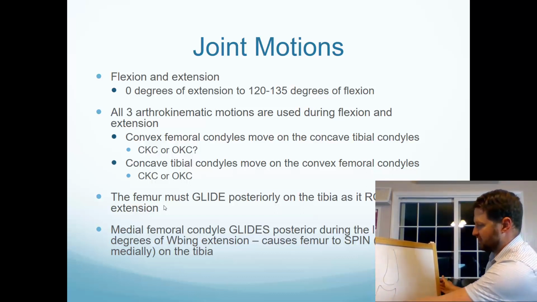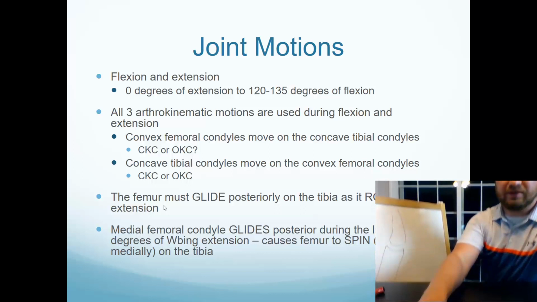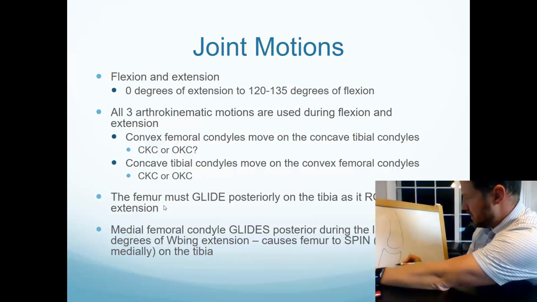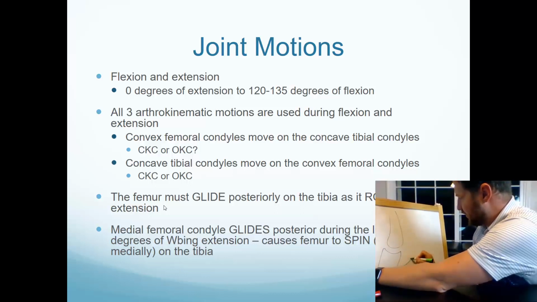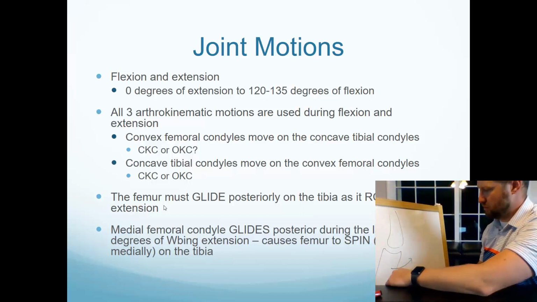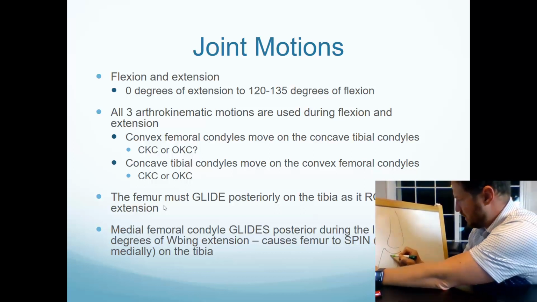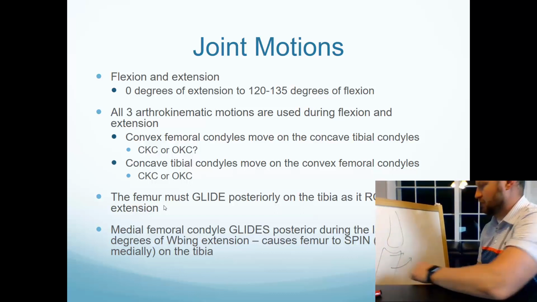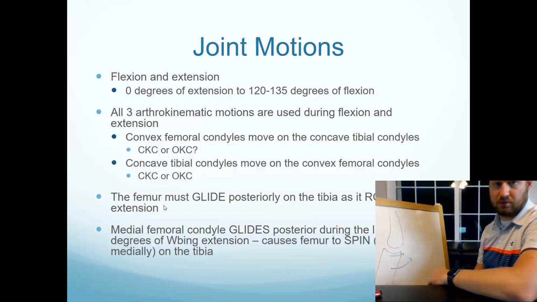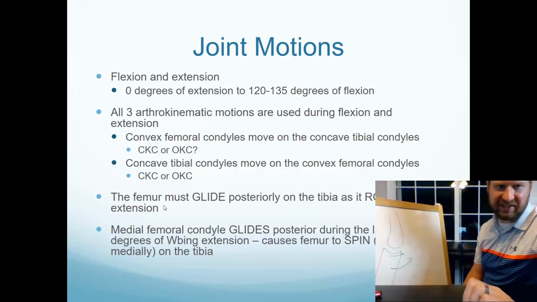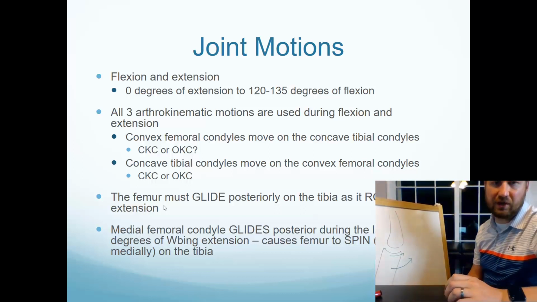As we go into extension, you're going to have an anterior roll and an anterior glide. I know that third bullet says the femur must glide posteriorly on the tibia as it rolls into extension.